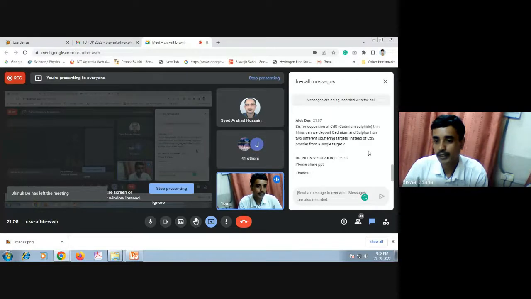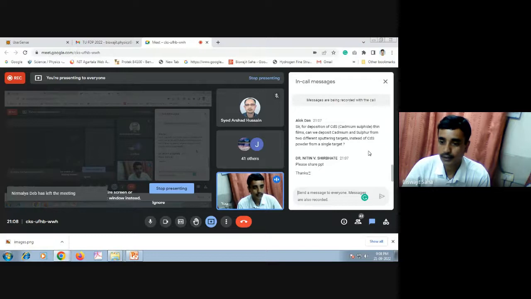Because during sputtering, cadmium atoms and sulfur atoms will be ejected in different directions, with different speeds and different momentum. So their reaction may or may not take place. Some will react and some will not. So the uniformity, and particularly the equilibrium between cadmium and sulfur, may not be established.